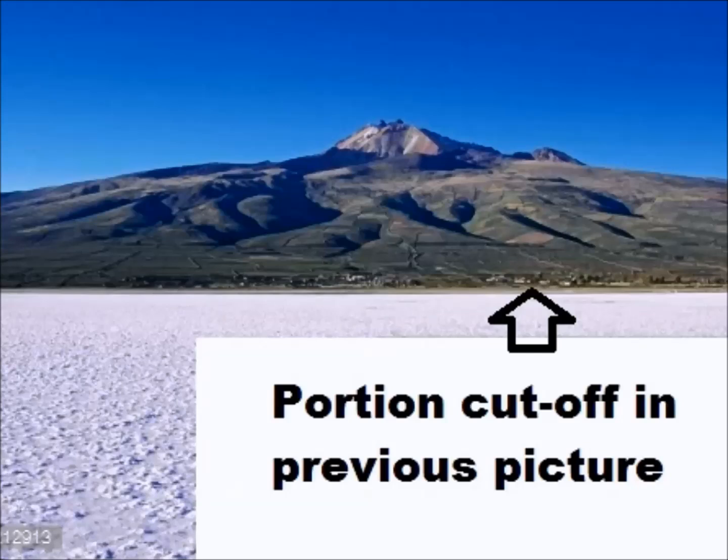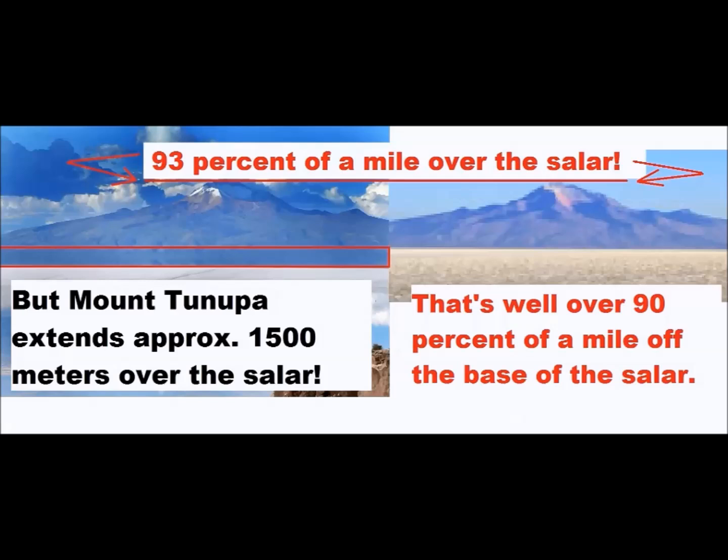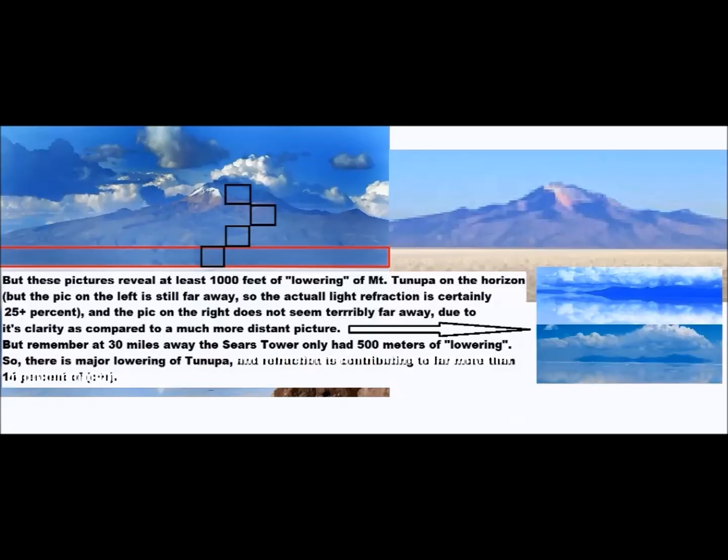There's the portion cut off. That's close up. And from the sand there to the top, you're looking at 93% of a mile. Mount Tanupa extends 1,500 meters over the solar. Over 90% of a mile. That means that there's about 25% of the horizon cut off in the picture on the right, which isn't even that far away. So there's significant lowering going on.